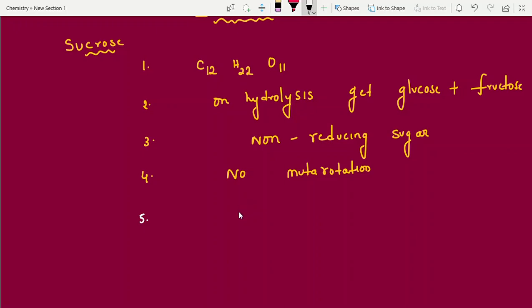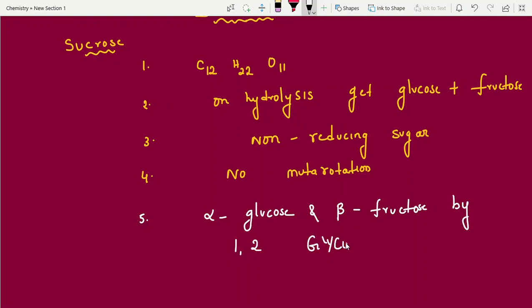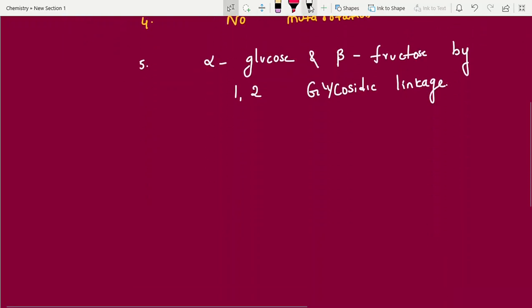The glycosidic linkage: alpha glucose and beta fructose, alpha glucose, beta fructose by 1,2 glycosidic linkage. Very important point. Okay. First draw the structure of alpha glucose, and I gave one skeleton, how easily we can draw. See, this is our skeleton, right?